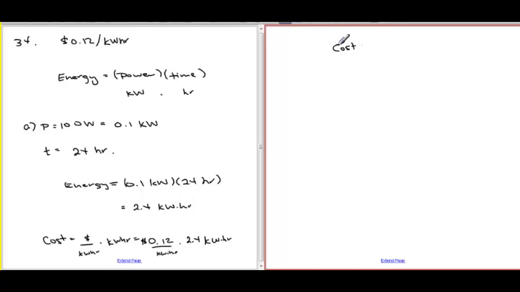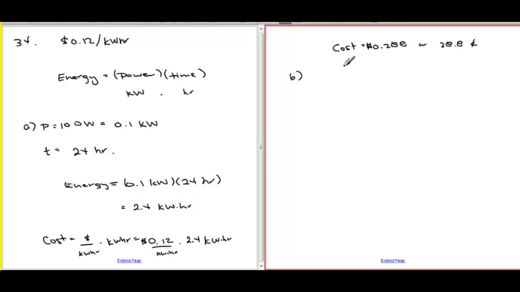So the cost to run a 100 watt light bulb for 24 hours is $0.288, or 28.8 cents. Now, we probably should just use two significant figures because that's what we have in this problem, so 29 cents. Okay, make sure I did everything right here. 100 watts is 0.1 kilowatts times 24 gives me 2.4 kilowatt hours. Okay, so that's good.